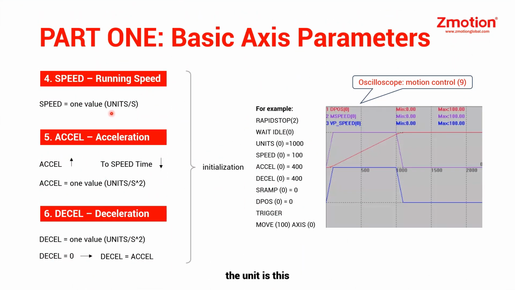The unit is this: how many pulses are to be sent for each second. Acceleration is the speed reached in each second. If the acceleration is bigger, the time to reach speed will be less. Deceleration is the same as acceleration, but please note when deceleration is 0, it equals the acceleration value. And all these will be valid immediately. Please set them in initialization.